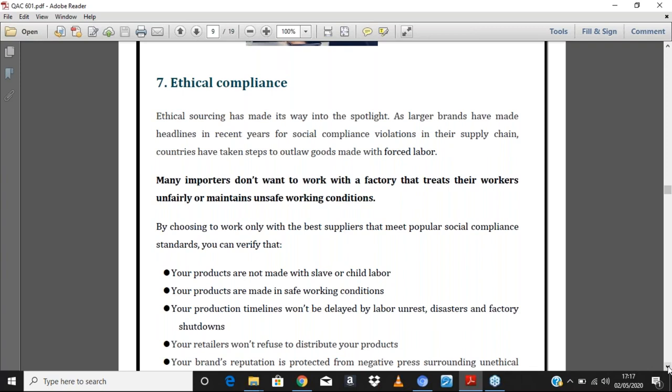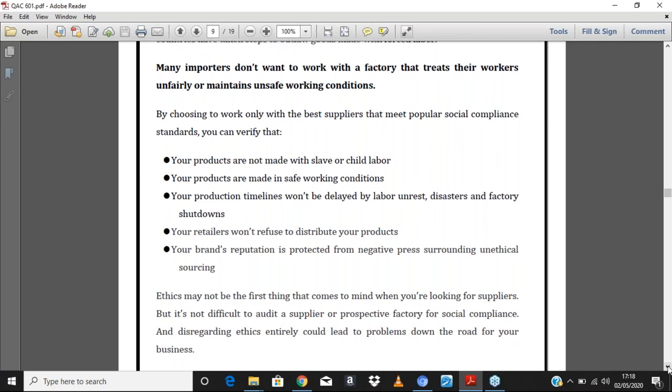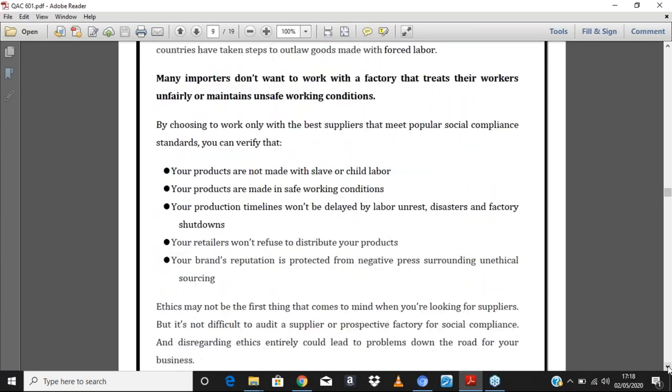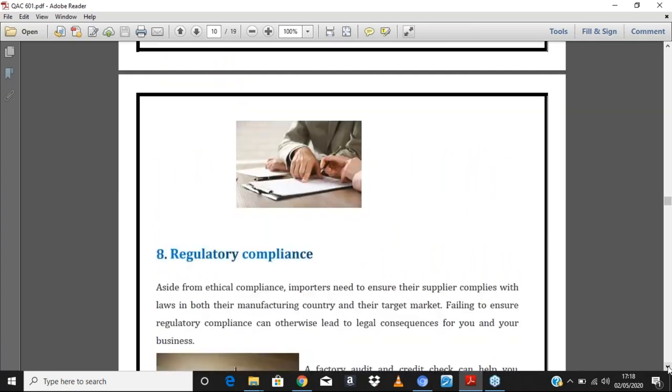Your products are not made with slave or child labor. Your products are made in safe working conditions. Your production timelines won't be delayed. Your retailers won't refuse to distribute your products. Your brand reputation is protected from negative press surrounding ethical or unethical sources. You have to take into consideration the ethical requirements of what you're doing. How right is this? Is it accepted within the jurisdiction where we find ourselves?